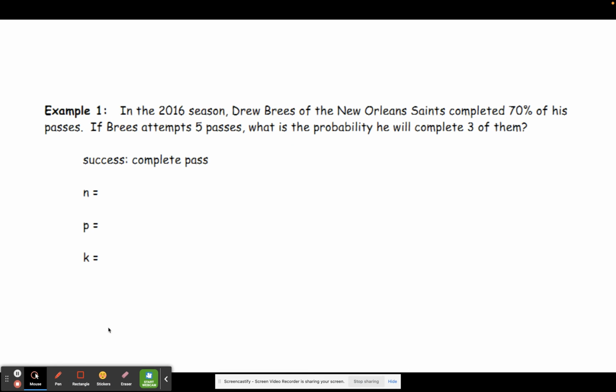All right, let's take a look at example 1. We actually did this example in lesson 14.7, and we did it by hand using the formula. Now we want to use the calculator shortcut. In the 2016 season, Drew Brees of the New Orleans Saints completed 70% of his passes. If Brees attempts 5 passes, what is the probability he will complete 3 of them? We define success as completing a pass. N is the number of trials, which in this case is 5. P is the probability of success, which is 0.7. And K is 3, because we are looking for the probability that he has 3 successes.